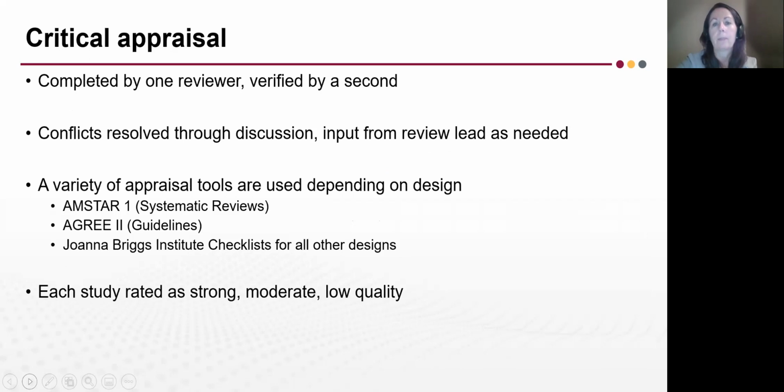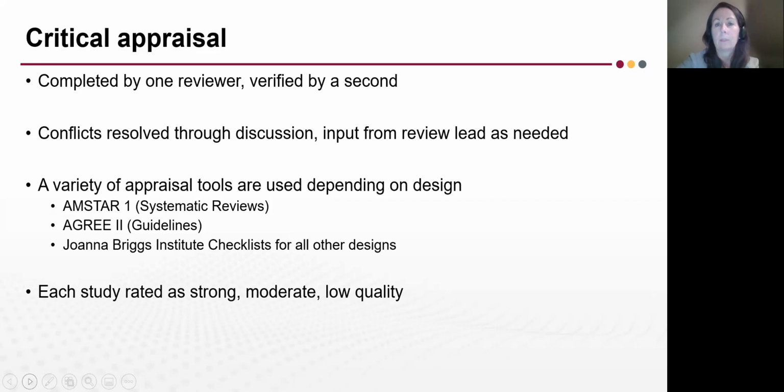Critical appraisal is an absolute must for the rapid reviews that we do. They are completed by one reviewer and then verified by a second reviewer, and any conflicts are resolved through discussion, and if needed, the lead author will also provide input. We're using a variety of tools to coincide with the huge variation in study designs that we're seeing, and you see a few examples here of the ones that we've used, and then we rate each study. We give each study a rating such as strong, moderate, or low quality.